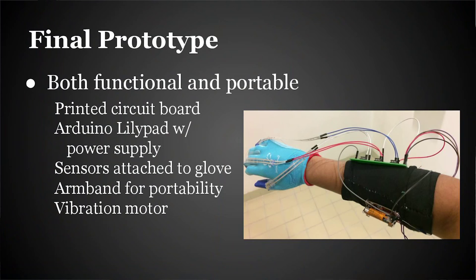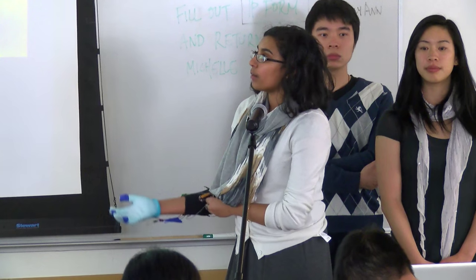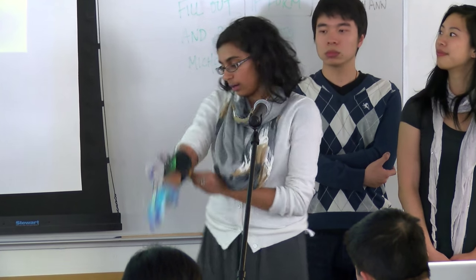So the main problem with the previous prototype was that it wasn't portable because we had to plug it into the computer. So the final prototype, which is actually on my arm right now, is both functional and portable. The idea is that we printed a circuit board to do what our breadboard was originally doing, but that breadboard was way too heavy. So we got one custom made, and that's here.